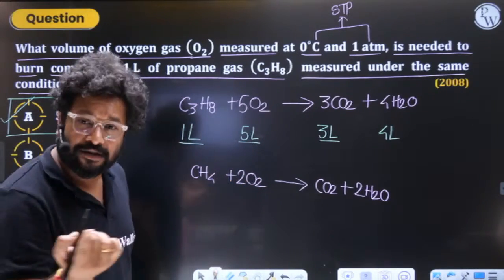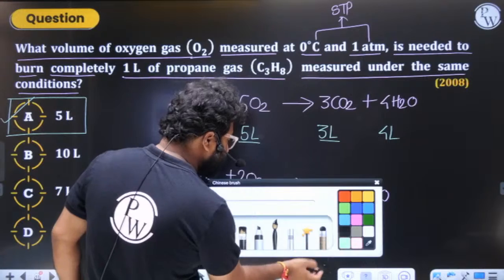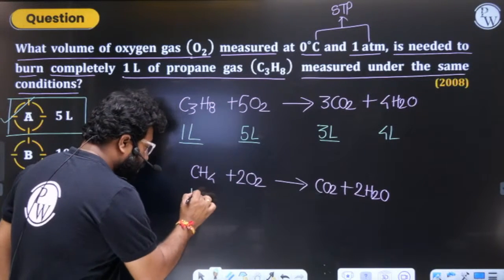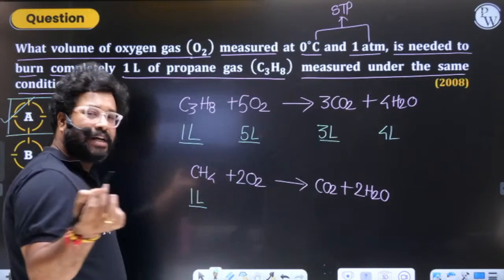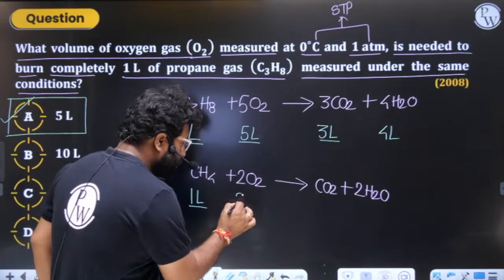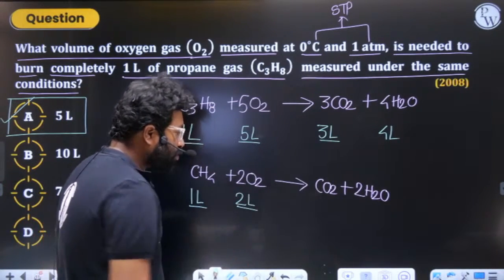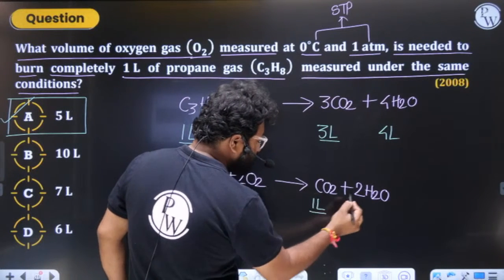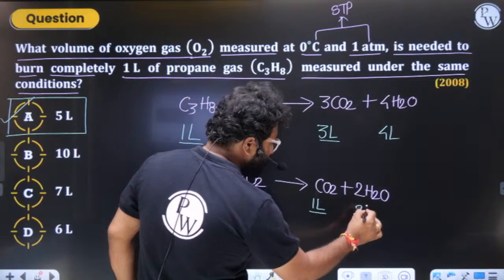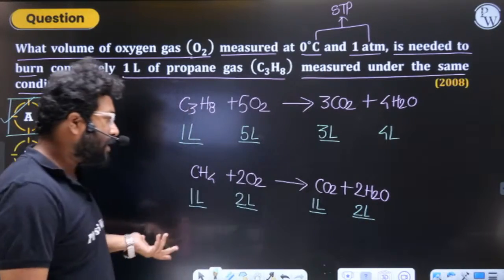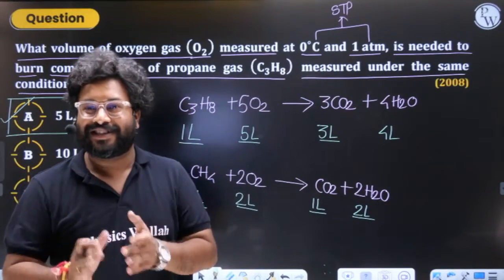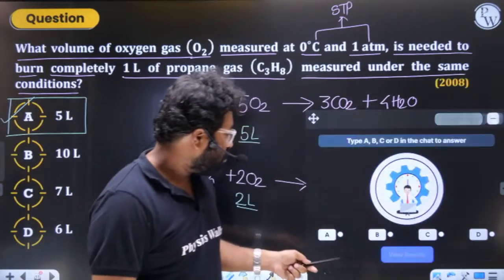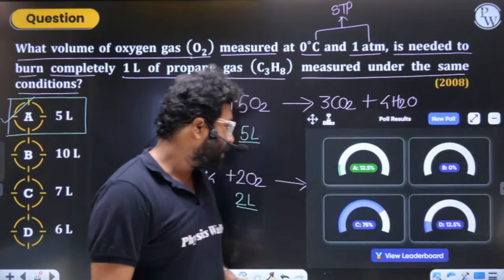Now you can again convert this into liters. How can you convert this into liters? The stoichiometry for methane is 1, so it is going to be 1 liter. Stoichiometry for oxygen is 2, so it is going to be 2 liters. Stoichiometry for CO2 again is 1, so it's again 1 liter. Stoichiometry for water is 2, so it is going to be 2 liters. So that's how you can solve such a question. As far as this question is concerned, option A is the correct answer.